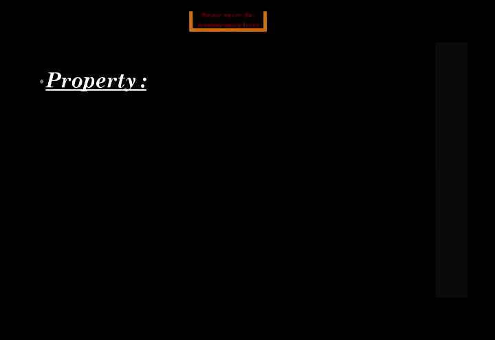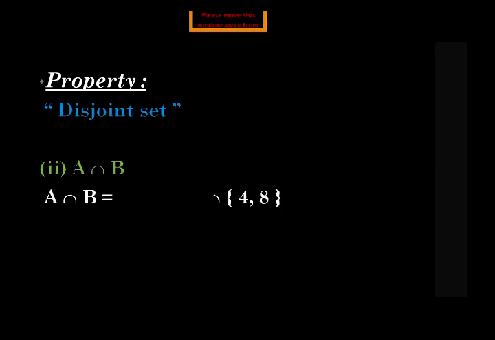Now the second part of question number 6 is again the same property, as we know that this is a disjoint set. The second part is A intersection B. So first we have to write down the elements of set A, that is 3, 6 and 9. Put the intersection, then write down the elements of B, that is 4 and 8. You can see that there are no common elements in both the sets. All elements are different, it means there are no common elements.